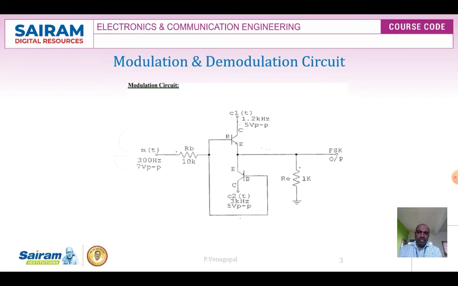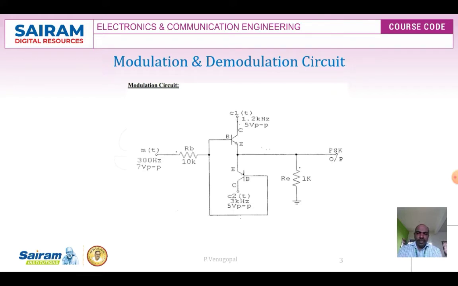So this is the modulation circuit for the FSK. The modulation circuit for the FSK requires two transistors, where the bases of the two transistors are connected, shorted, and the message signal is given to that. Two carrier signals are connected to the collector of transistor 1 as well as the collector of transistor 2. The transistors chosen here are one NPN transistor, that is SL100, and another PNP transistor, which is nothing but the SK100.